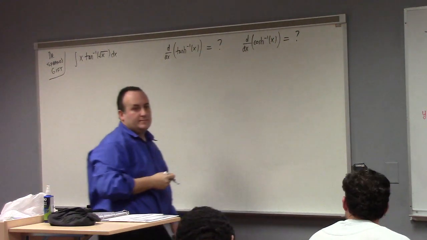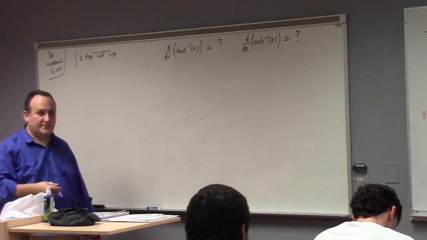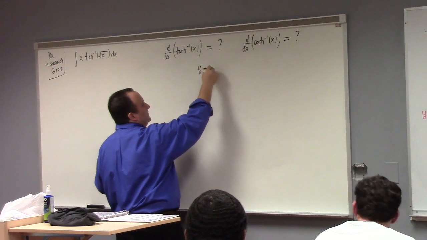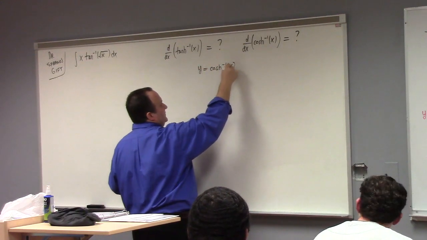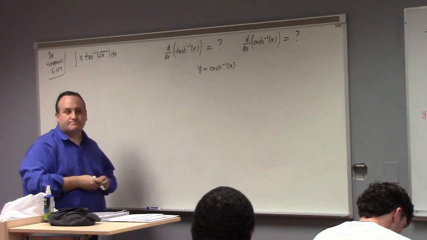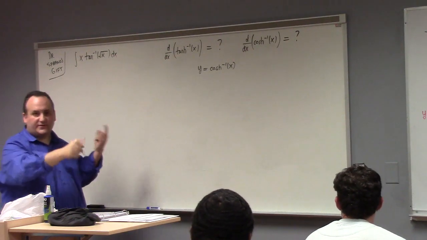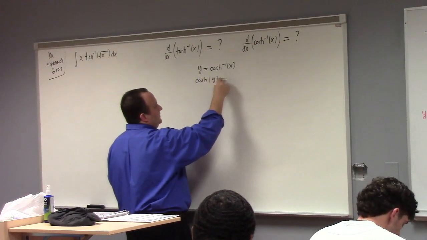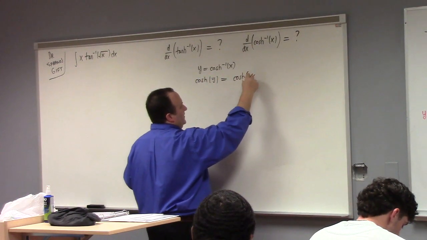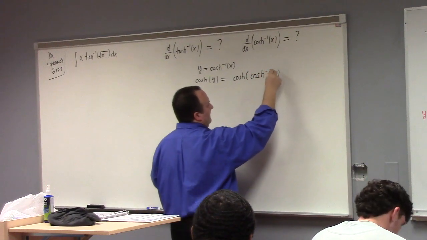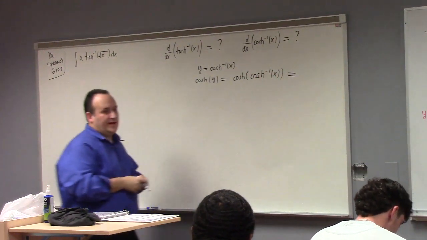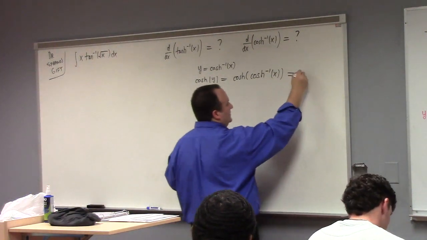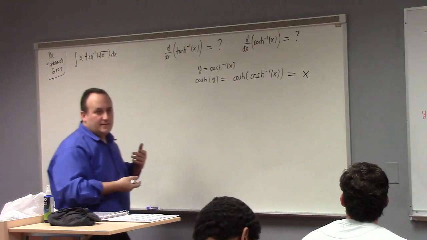All right. If you don't know these, how do you figure them out? There's a simple process if you forget. So we do this: y equals inverse cosh of x, like so. Then I take the hyperbolic cosine of both sides. This gives me cosh of y equals cosh of cosh inverse of x. What's that give me? That just gives me back x again, right? So, x.